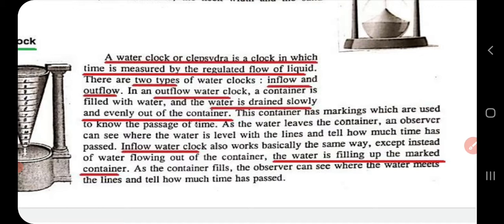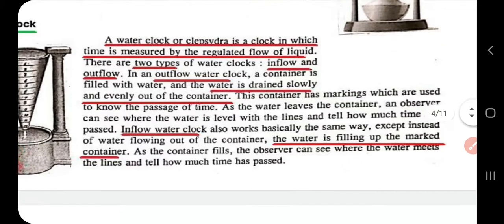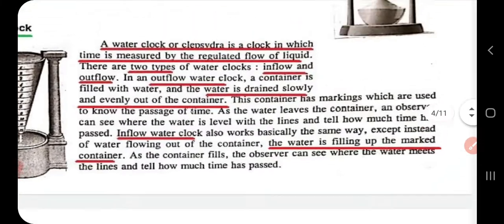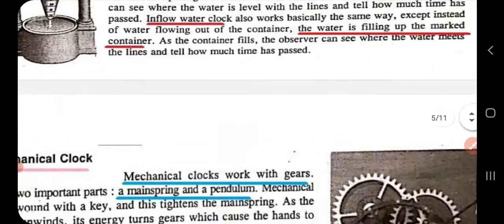In the outflow type, we look at how much water has flowed out of the container, and by looking at the markings on that container we can say how much time has passed. Whereas in the inflow type, water is allowed to enter the container, and we note the marking on the container up to which the water has reached, and from that we can tell how much time has passed. So that is the difference between inflow and outflow type water clocks.